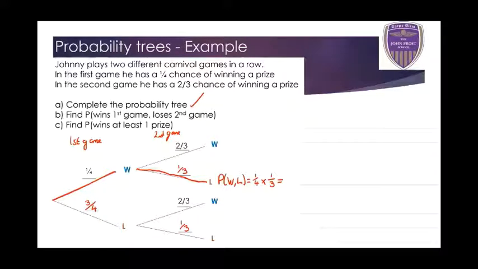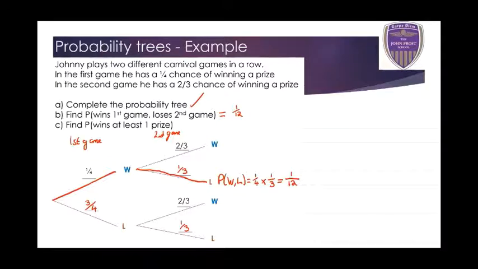To multiply fractions, you multiply the top. So 1 times 1 is 1. Then you multiply the bottom. 4 times 3 is 12. So the probability that he wins the first and loses the second game is 1/12. Okay, job done. Now the second question, or third question, part C, sorry.